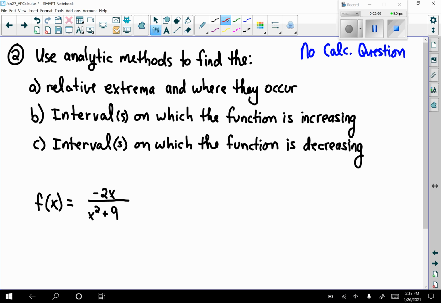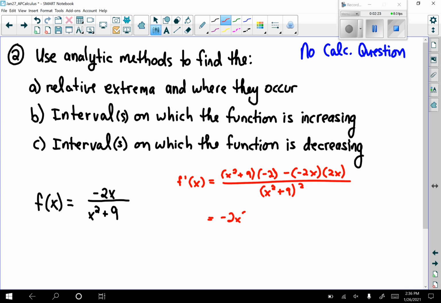But first we want to find f prime of x. So I'm going to use the quotient rule here. So f prime of x is going to equal our low times d high minus our high times d low all over low low. So this turns out to be negative 2x squared minus 18, and then we'll get a plus 4x squared all over the denominator. So this will give us 2x squared minus 18 over that denominator.